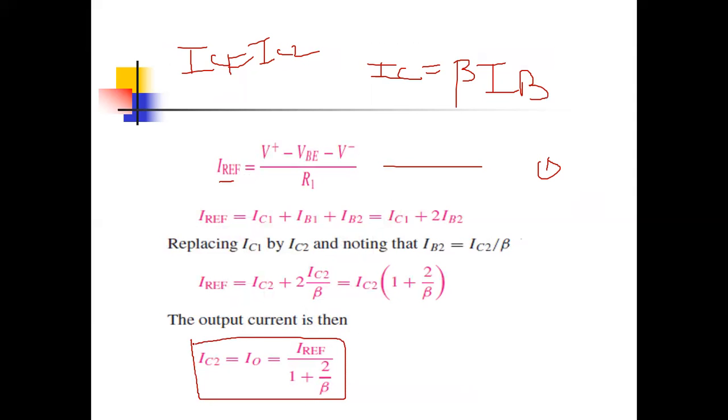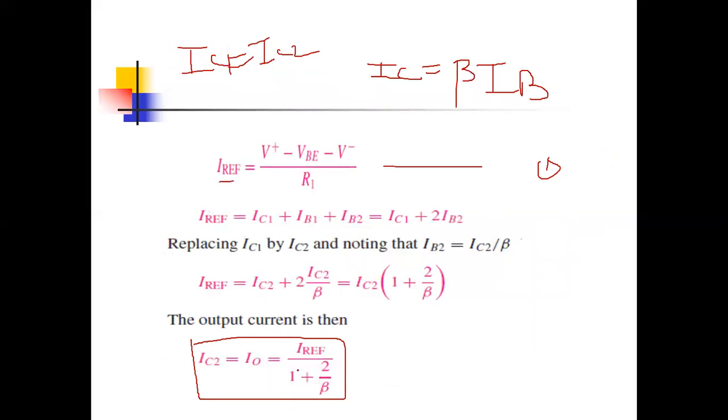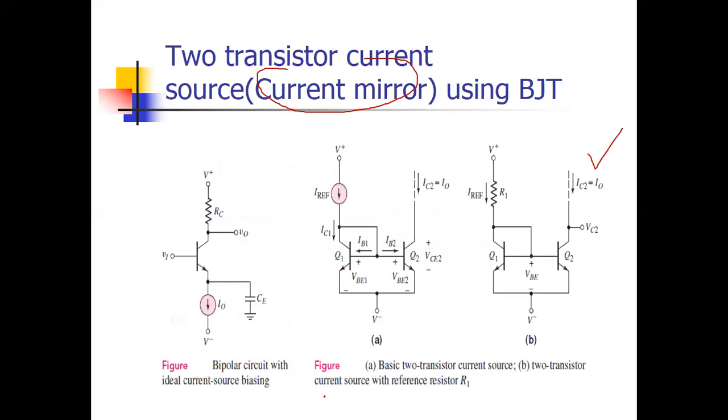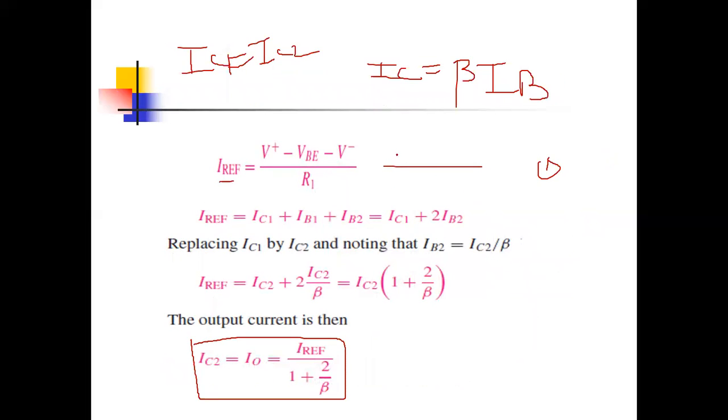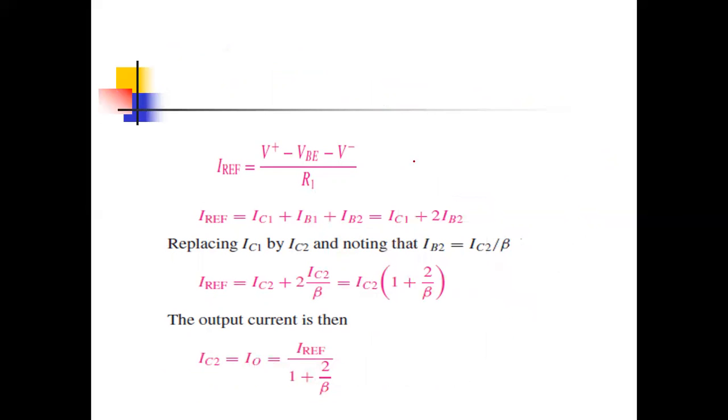Now you will see IC2 equals I naught equals I reference upon 1 plus 2 by beta. The caution is that you will say, ma'am was saying that it's a current mirror, both currents should be same, but here it is not same. There is some factor of beta. So the current is same in the ideal case. What happens ideally? The value of beta is very high. Very high means we can say it's infinity.